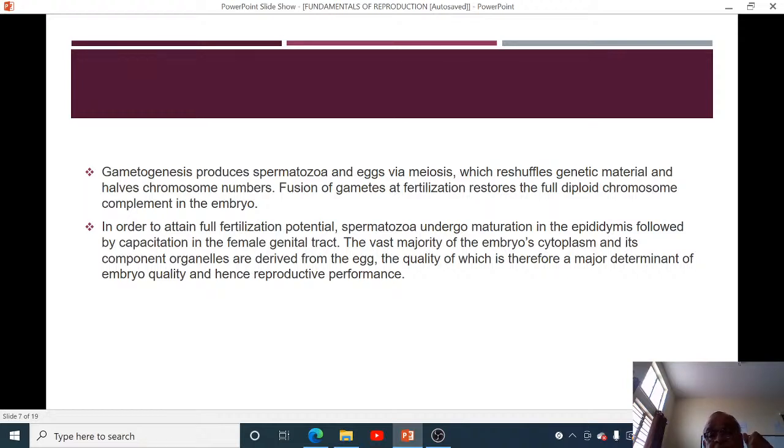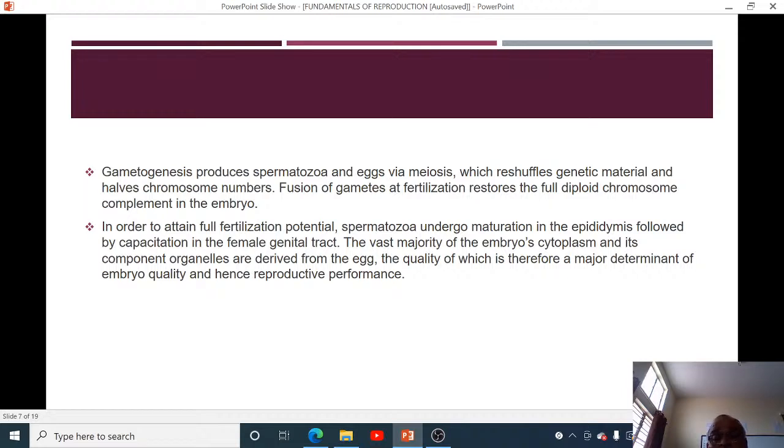Because at the time of fertilization, the gametes are going to fuse. When they fuse, if the chromosomal quantum is not made half, with each subsequent generation our chromosomal quantum will keep on increasing: 46, 92, 184, like that. So meiosis ensures that first it is halved, and at the time of fertilization, the full diploid chromosome complement is restored. In order to attain full fertilization potential, spermatozoa have to undergo maturation in the epididymis, followed by capacitation in the female genital tract.